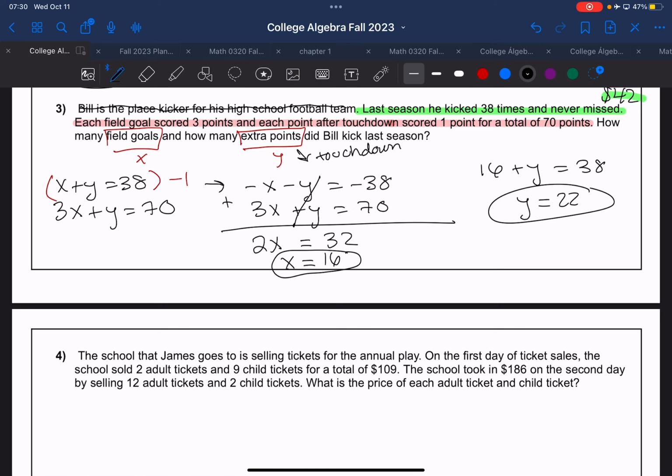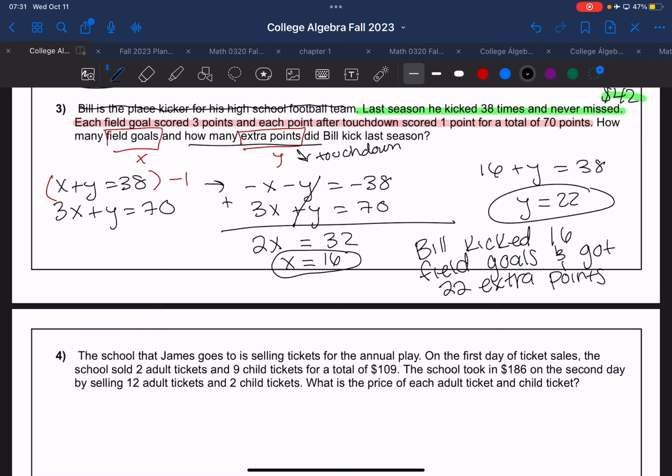Okay, so to answer the question of how many field goals and how many extra points did Bill kick last season, what would our sentence be? 16 field goals and 22 touchdowns. Yes, but I'm going to label it extra points just because that's how they label it in the question. 16 field goals and 22 extra points. So Bill kicked 16 field goals and got 22 extra points. That is my answer.